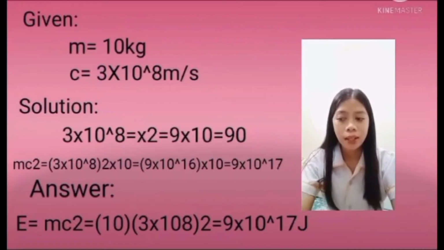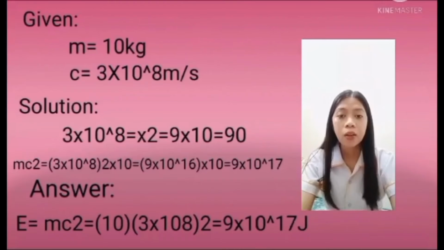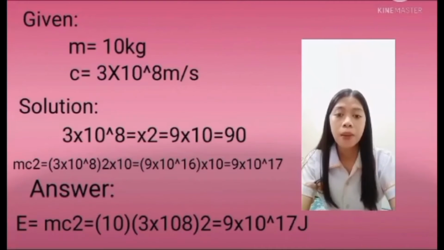The answer is E equals mc squared, 10 times (3 times 10 to the power of 8) squared equals 9 times 10 to the power of 17 joules.